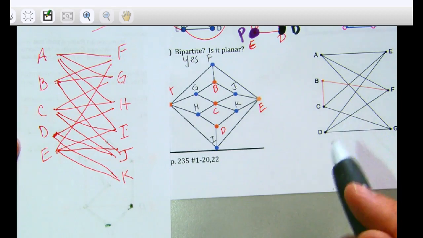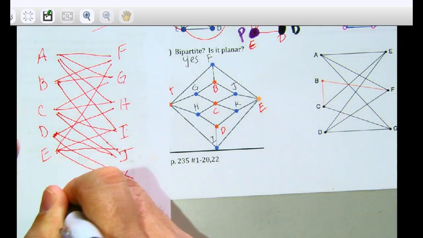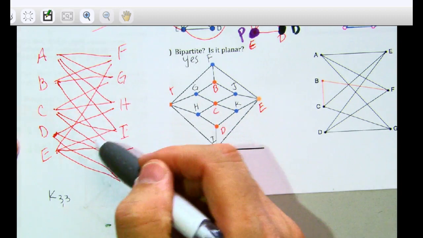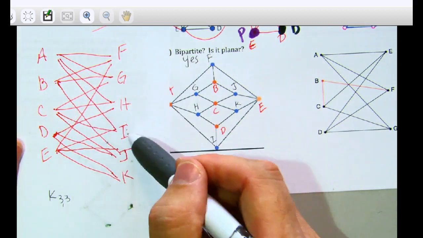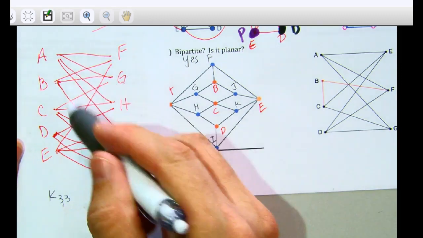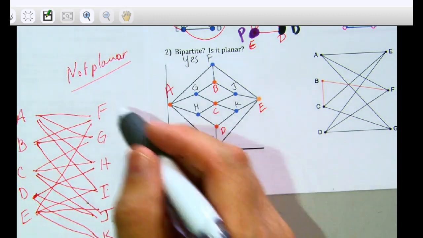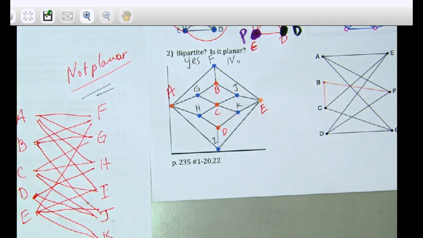Now, we did not make big mention of this, but if it has a K33 subgraph, then it is not planar. Well, this one actually, I don't think it has a K33 subgraph. I'm not sure exactly. However, it's just such a mess that there's no way that this would ever be planar. So this one is not planar. So it's a no there. Okay.